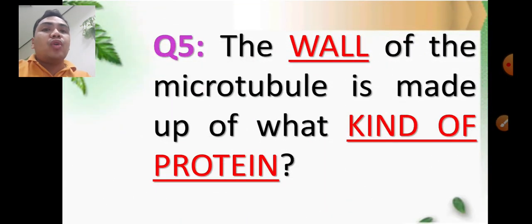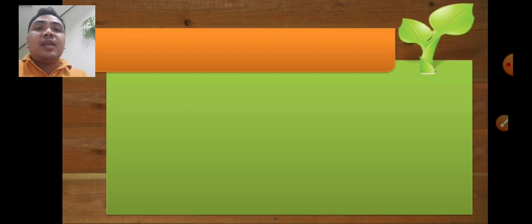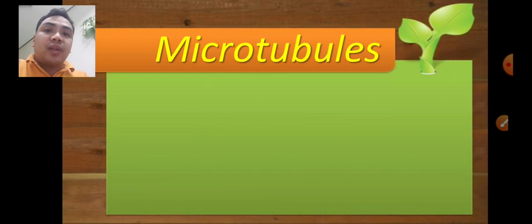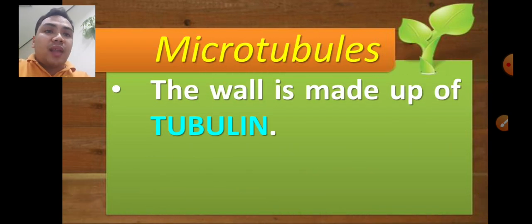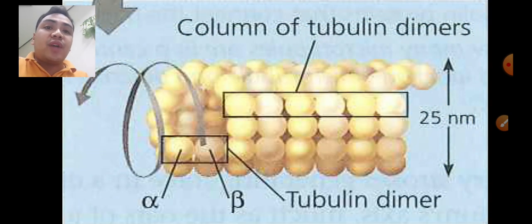Okay, and take note, this hollow tube of the microtubule is actually made up of a wall, in which this wall of the microtubule is made up of what kind of protein? Okay, so we can identify the name of the protein, in which this protein that serves as the wall of the microtubule is the tubulin. So this will be the illustration of the tubulin. Okay, so tubulin refers to the protein that can be found within the microtubules. They serve as the wall of the microtubule.